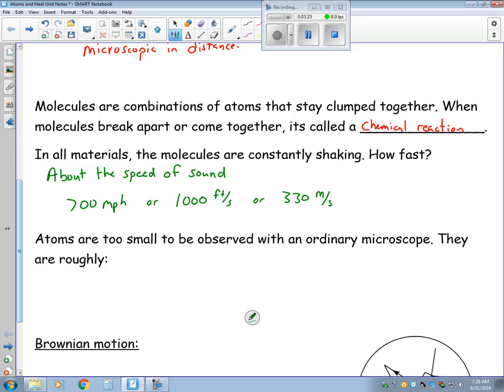And there's a reason why the speed of sound is the speed of sound. That's something we're going to come back to later. There is a connection between molecular movement and how fast sound travels.